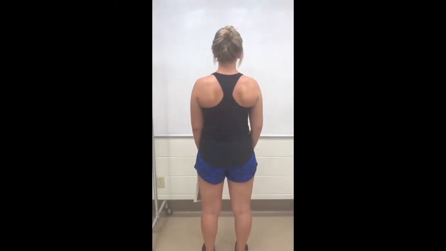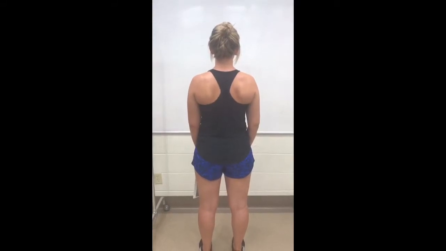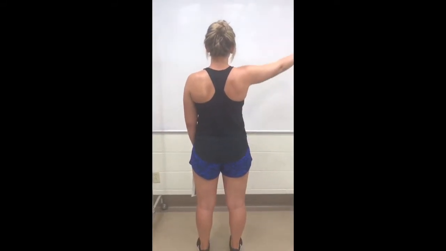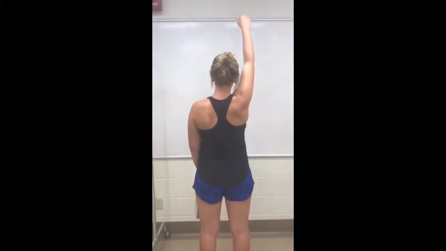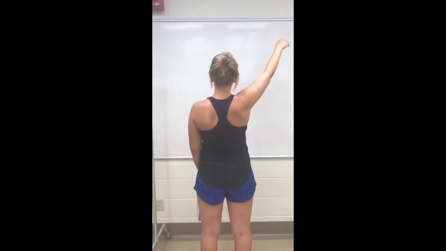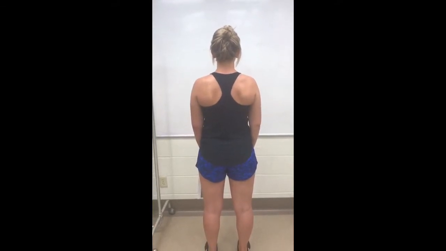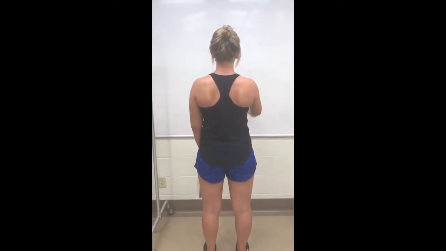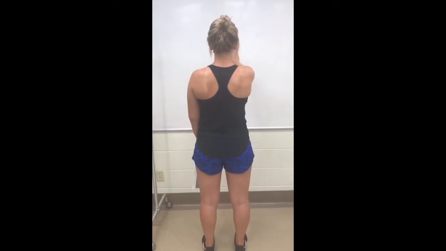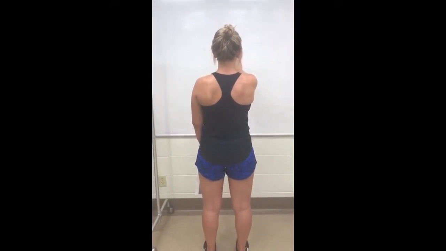Two ways to test for a winged scapula. The first is to have the individual abduct their arm above 90 degrees. If the serratus anterior is paralyzed, it would be very difficult to reach this 90-degree mark, and the scapula would be winged. The second way is to have the individual push against a wall with their flexed arm. The scapula will also wing, and they will not be able to do a push-up.